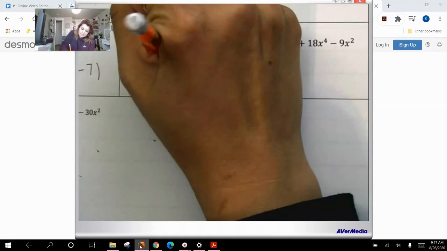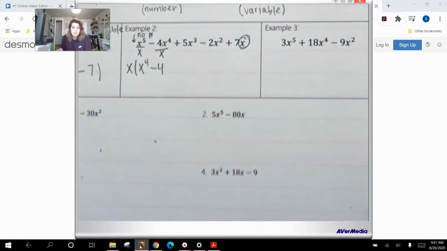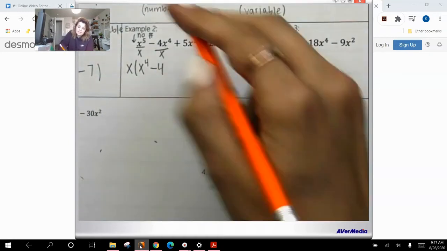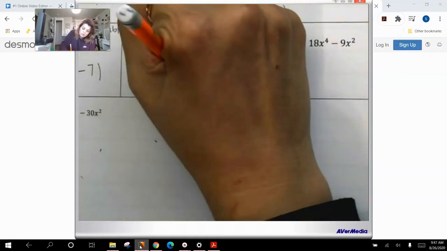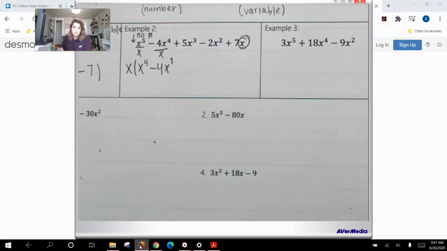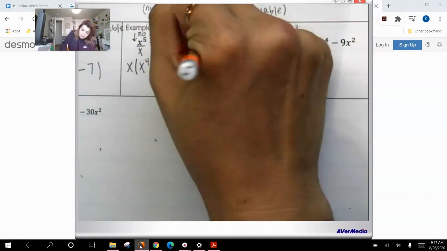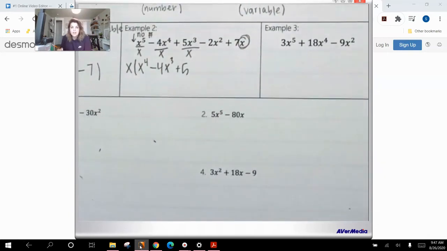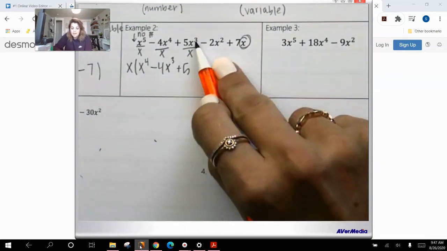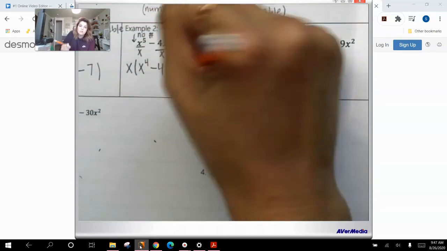Then I divide this term by x. I keep the 4 because I'm not dividing out any number, and my x's reduced to 3. If I have 4 x's and I take one out, then I have 3 x's left over. Next, I have a plus 5. I'm going to divide that by x. If I have 3 x's and I take one away, that leaves me with x squared.